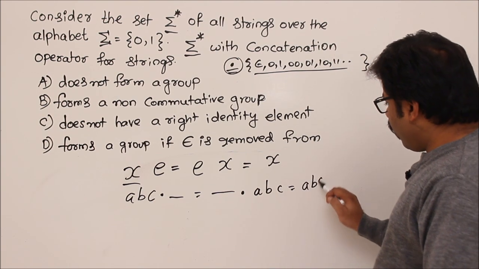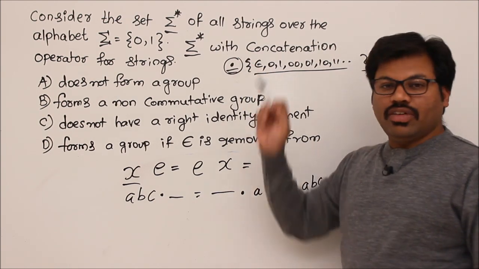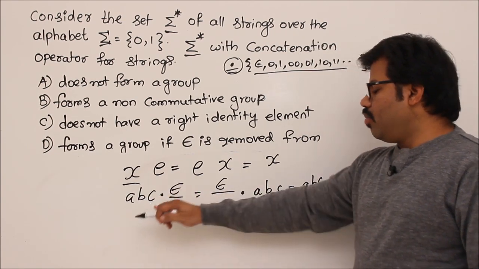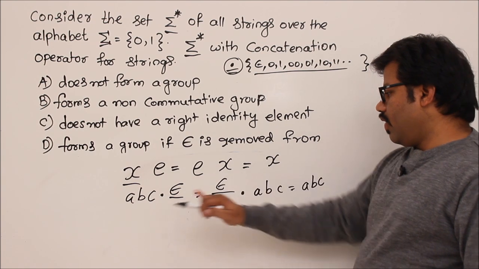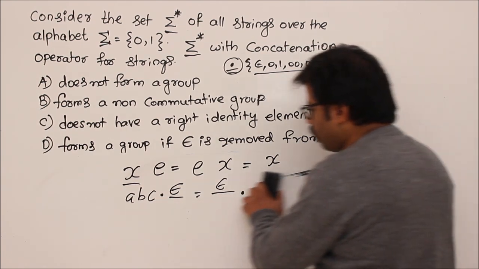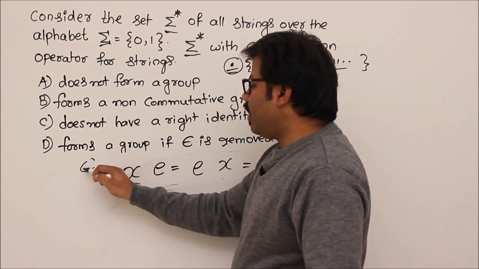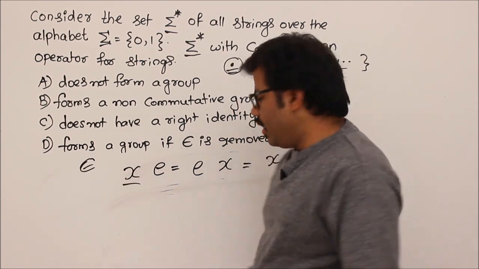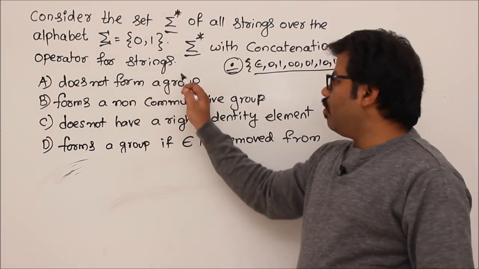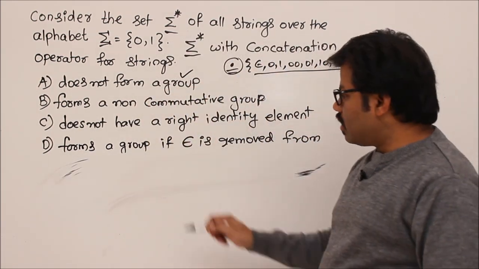Of course, whoever has already studied this TOC can easily say that it is epsilon, correct? The empty string. ABC concatenated with epsilon, or epsilon dot ABC, is always ABC. Yes. So here epsilon is the left identity and right identity, so an identity, correct? So now come back. But we need to check about a group, right? What is our last property?